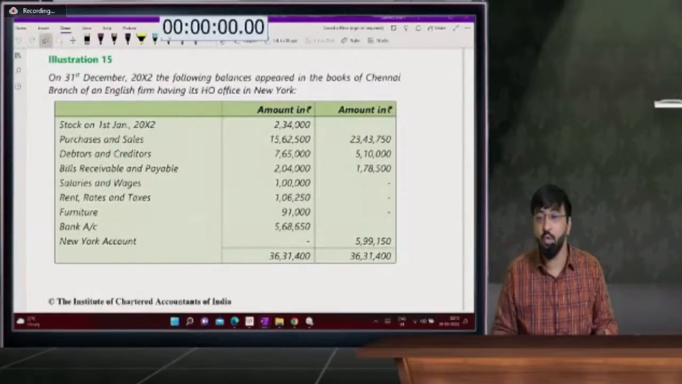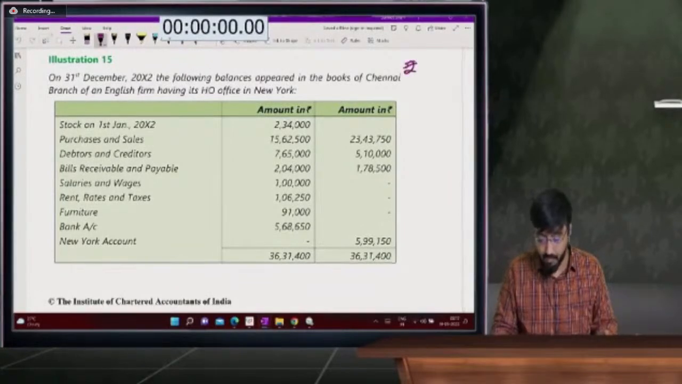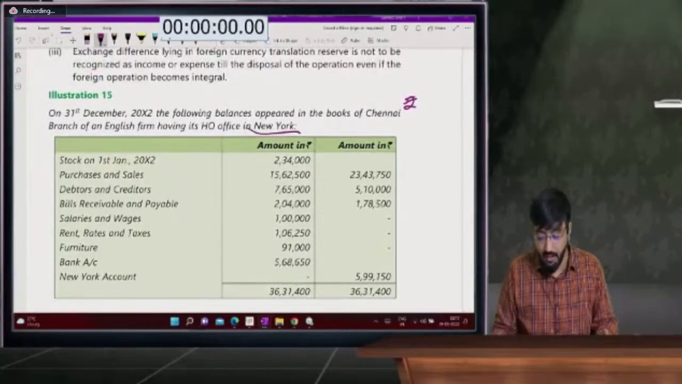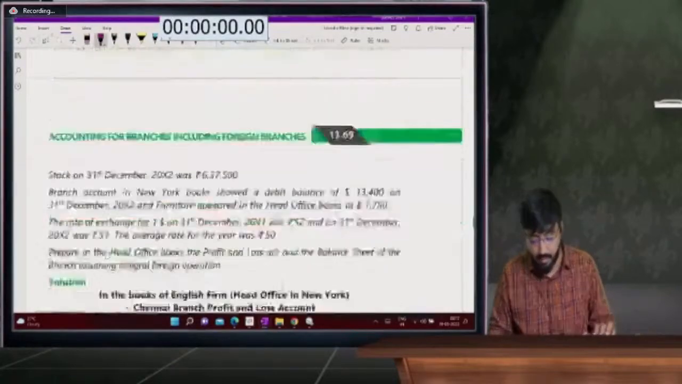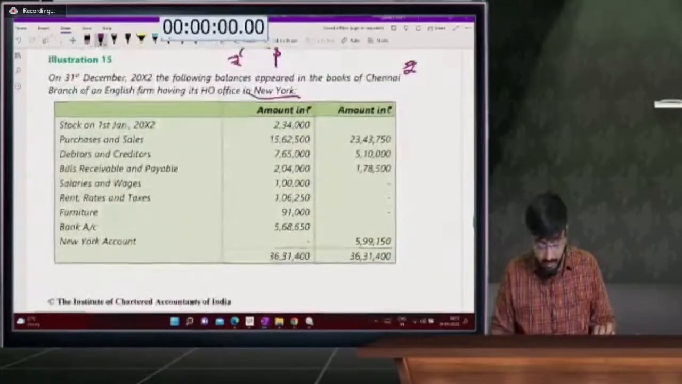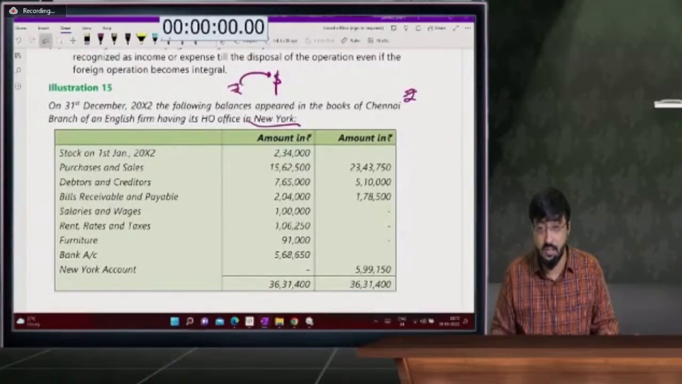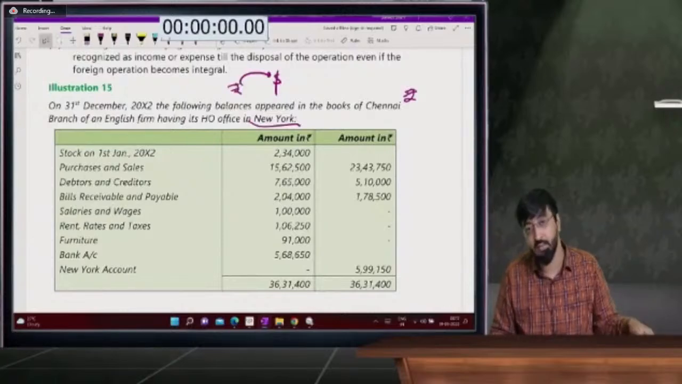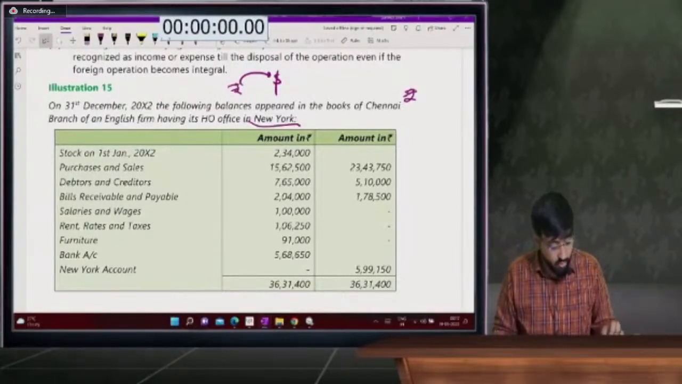On 31st December 2002, the following balances are in the books of the Chennai branch. Chennai branch means rupees, and the head office is in New York, so you have to convert it into dollars. So rupees to dollar: whether you will divide or multiply? Tell me quickly. Are you going to divide it or multiply it?